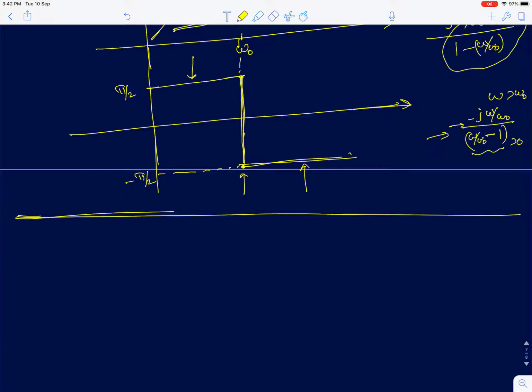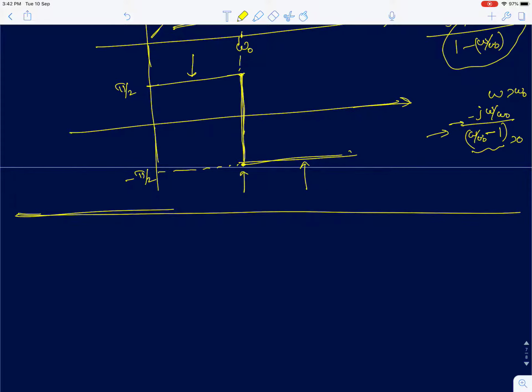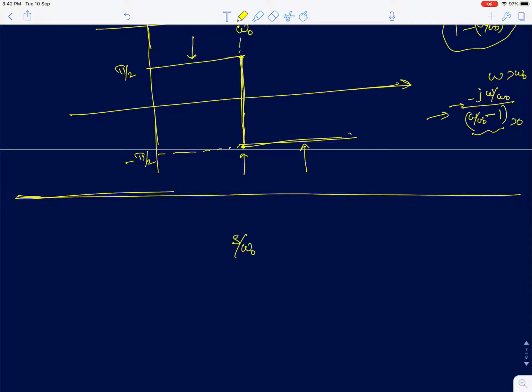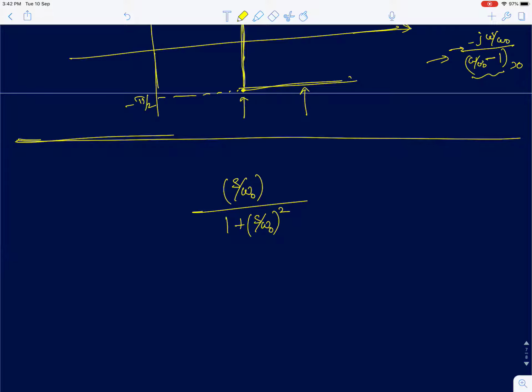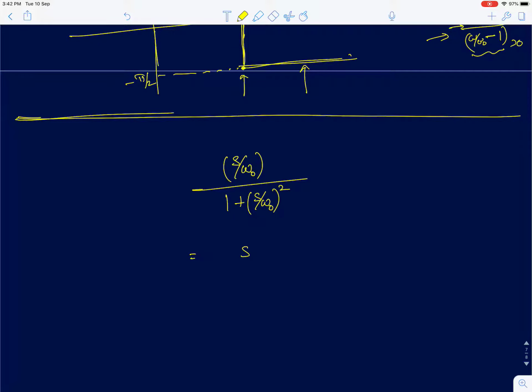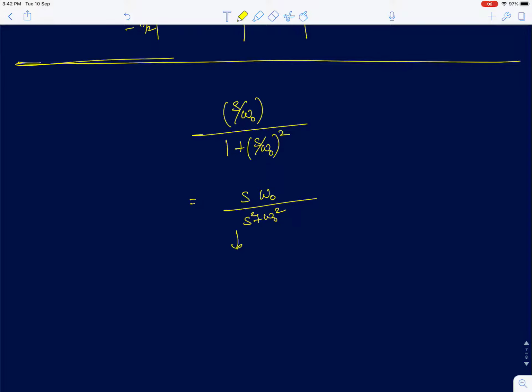Now we will try to derive the impulse and step response for this. This is the time domain. So the transfer function is (s by omega naught) by (1 plus s by omega naught) the whole square. Now for this, if I feed an impulse, I can simply write this as s omega naught by s square plus omega naught square. So if I take the inverse Laplace transform, I am going to get omega naught cos of omega naught t into u of t. So that will be your impulse response. If I feed an impulse, the response to an impulse is going to be a sinusoidal function.